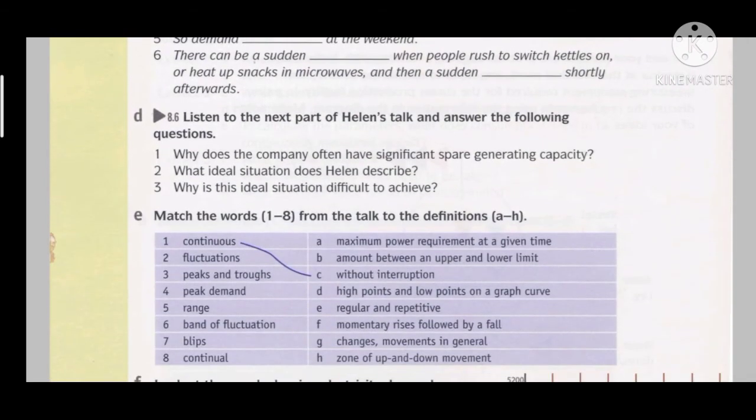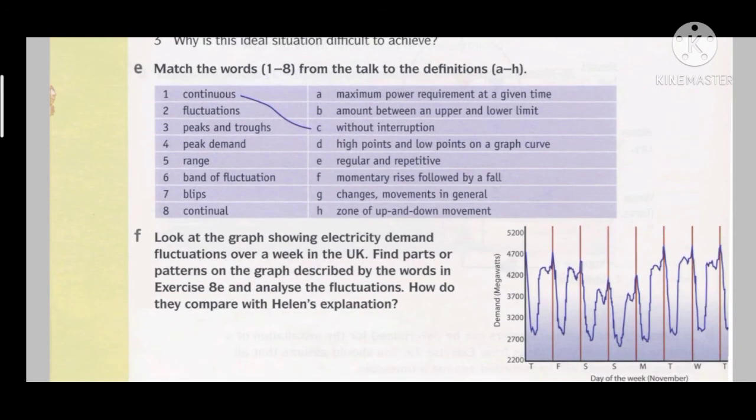Okay. D is not with you. What we have is E. Match the words. We already know the meanings of each one of these, right? So we are going to just match them. Okay. Number 1, continuous. What does it mean? It means without interruption. Yes, that's right. Number 2, fluctuations. We're going to look for something which is irregular. So which one is it? It is number G. Changes, movements in general.